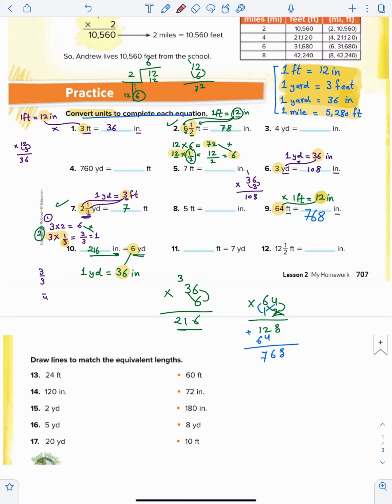Okay, now you still have a few questions left. You have questions 3, 4, 5, 8, 11, and 12. Try to do them by yourself. If you have any questions left, please let me know.